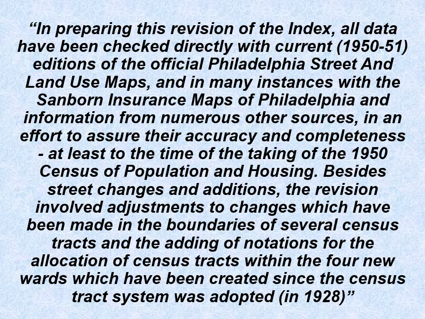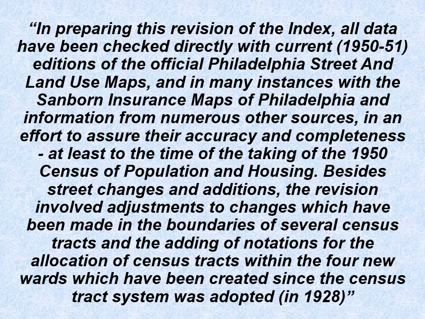And this is pretty interesting. They claim that in preparing this 1952 revision, all data have been checked directly with current editions of the official Philadelphia street and land use maps. I didn't see those. And in many instances, with the Sanborn insurance maps of Philadelphia and information from numerous other sources in an effort to assure their accuracy and completeness, at least to the time of the taking of the 1950 census of population and housing.